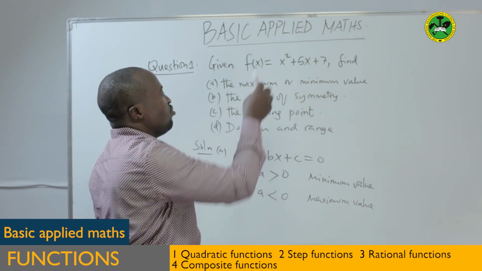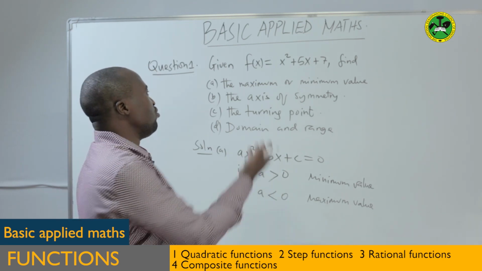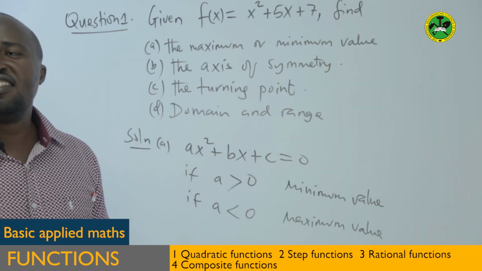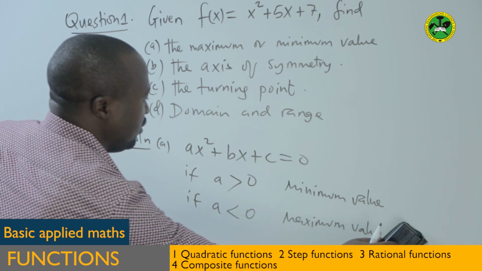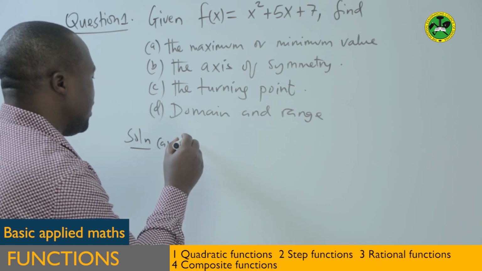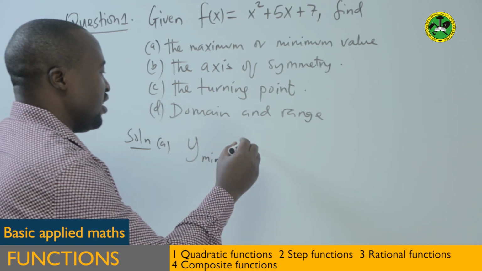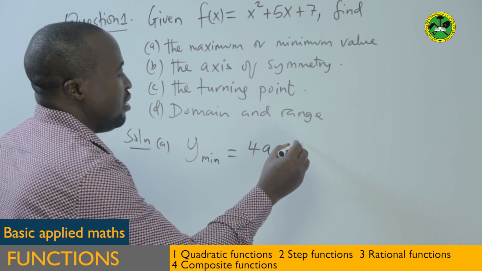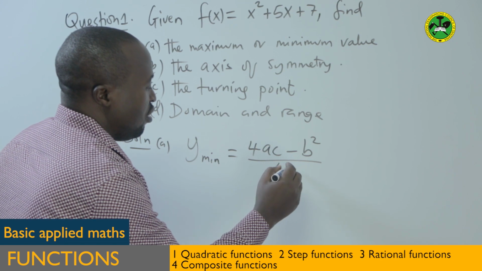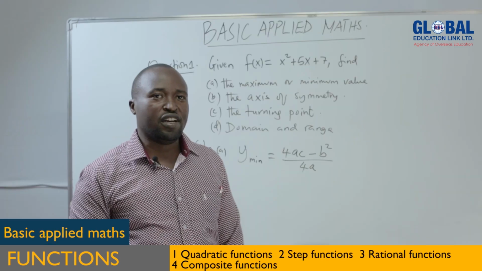Now let us see our quadratic function. So a here is equal to 1. Now a is greater than 0. That means we are going to find the minimum value because a is greater than 0. So at this point, we are going to have y min, which is given by the general formula, 4ac minus b squared over 4a. That is your general formula.